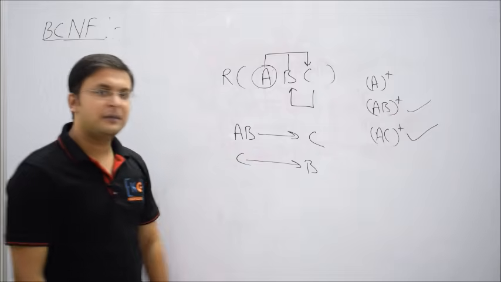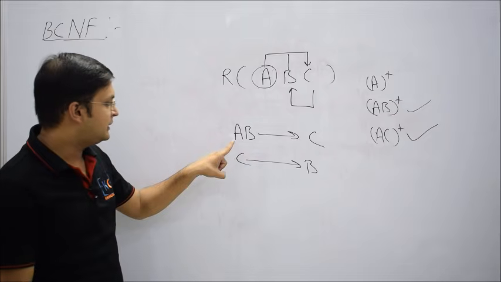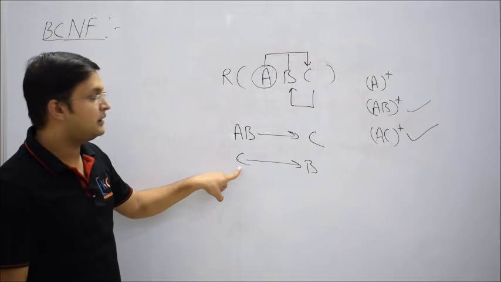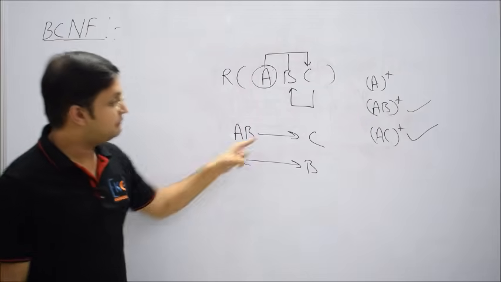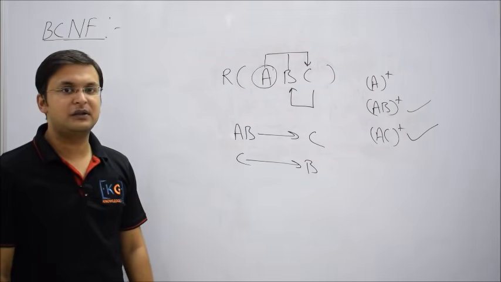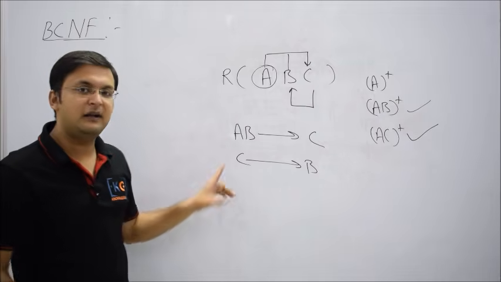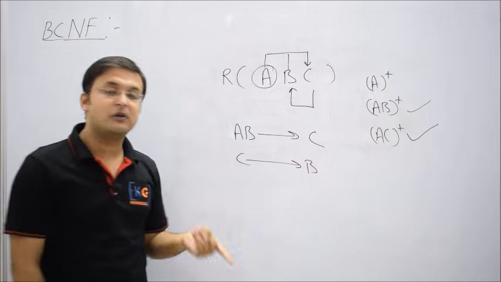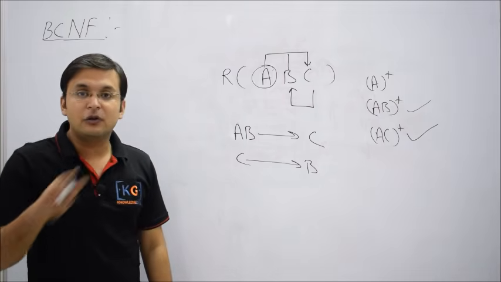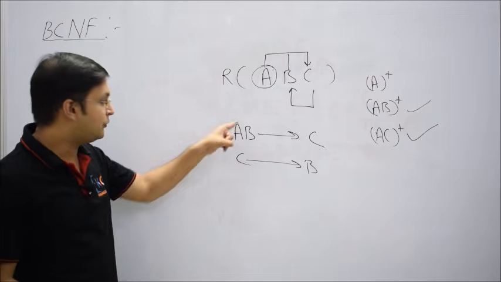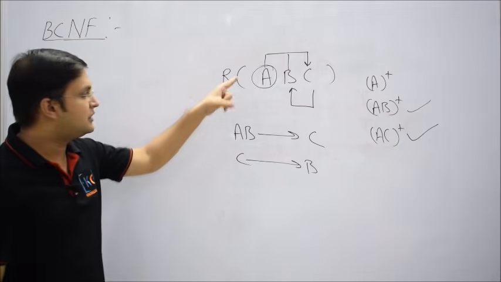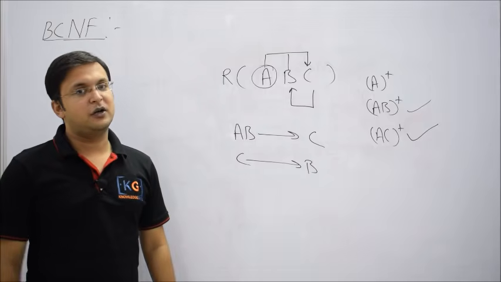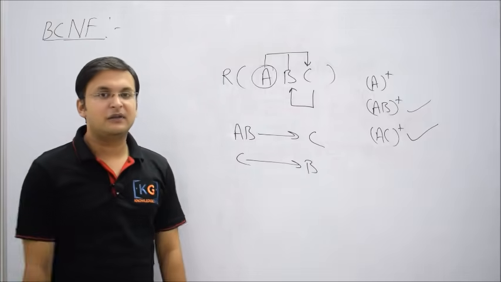C to B, is it a partial dependency? Question number 1, is C a part of a candidate key? Yes, it is certainly a part of a candidate key, AC. But is B a non-prime attribute? Answer is no. C is a part of a candidate key, that is okay, but B is also a prime attribute, hence it is also not a partial dependency. And if both of them are not partial dependencies, then this table is already in what? Second normal form. Okay, now let me check the next one, third normal form.